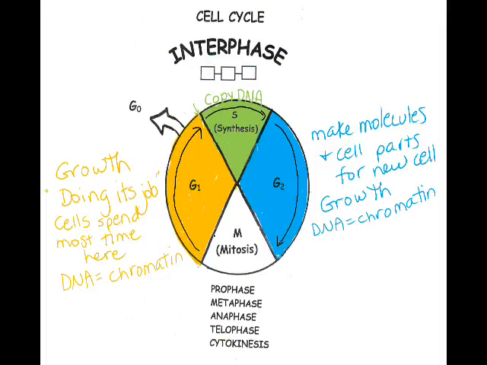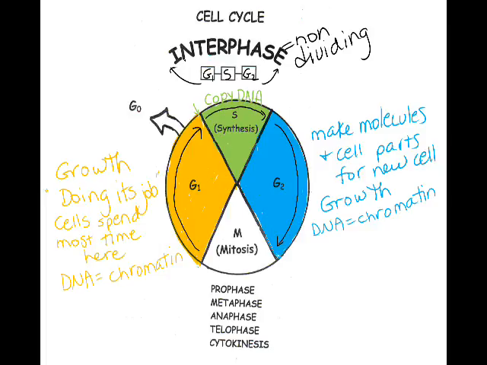Notice now, I haven't really divided anything yet. I've been getting ready, I've been making the things I need to divide, but the cell hasn't divided. This is interphase, the non-dividing part of the cell cycle. And it's made up of these three phases, G1, S, and G2. They're part of interphase.